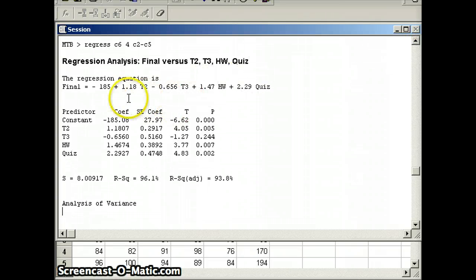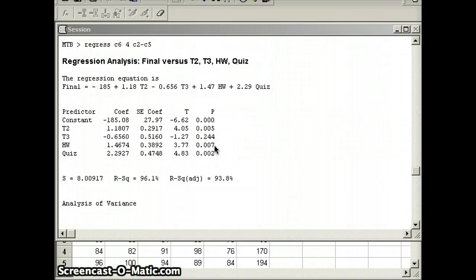So here's our regression equation. The final exam score is negative 185 plus 1.18 times test 2 minus 0.656 times test 3 plus 1.47 times homework plus 2.29 times quiz. But then looking at the p-values for the predictors, the constant has a p-value of 0, so that's a significant predictor. Test 2 has a p-value of 0.005, again a significant predictor. Test 3 has a p-value of 0.244, not a very significant predictor. Homework 0.007, quiz 0.002, also significant predictors.